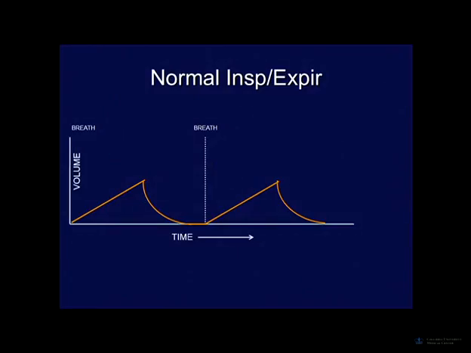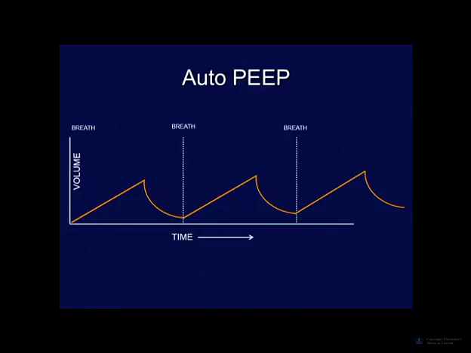So here's normal inspiration and expiration, okay? The volume delivered, and then exhaled, and then the next breath, exhaled. And you see with each of these that with exhalation, the volume comes back to zero, okay? But what happens with auto-PEEP? Remember, PEEP is at end expiration. It's that pressure that's left over in the lungs at end expiration. You don't want the lungs to collapse entirely.